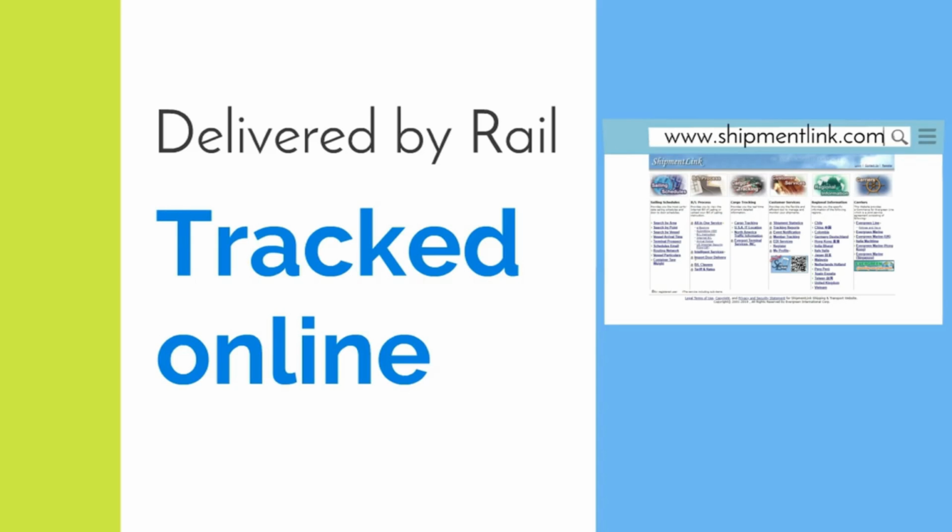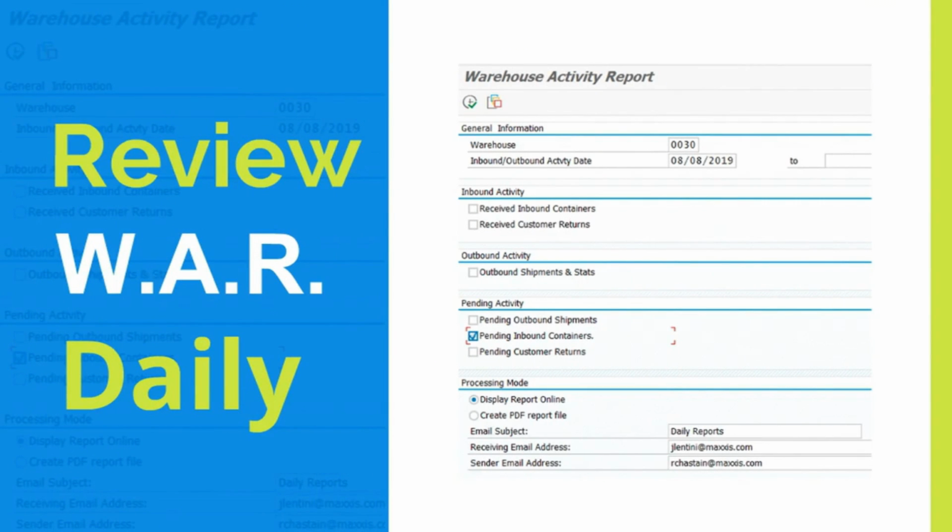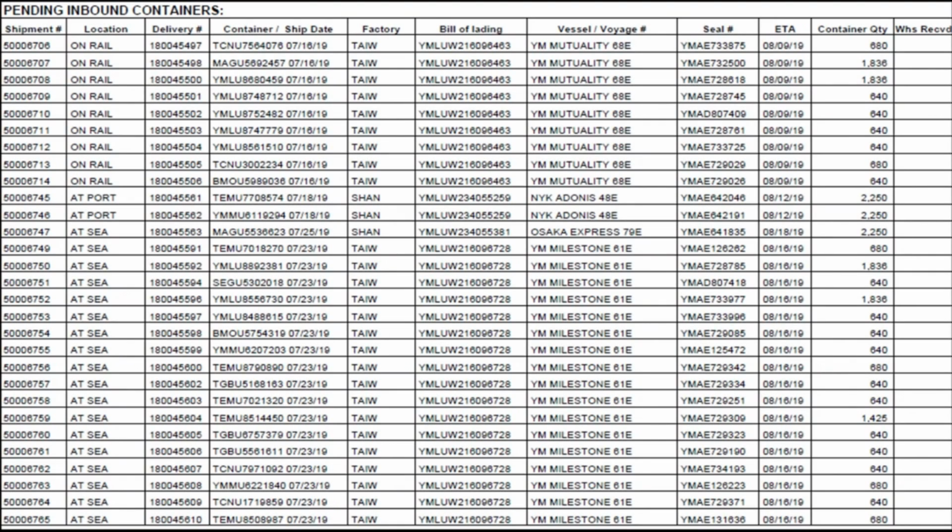Section 1. Designee is to review the warehouse activity report daily to review all pending inbound containers. Here's a tip. You can expedite your pending inbound search by simply checking the pending inbound containers option. Section 2. Designee is to review the warehouse activity report daily to review all pending inbound containers.